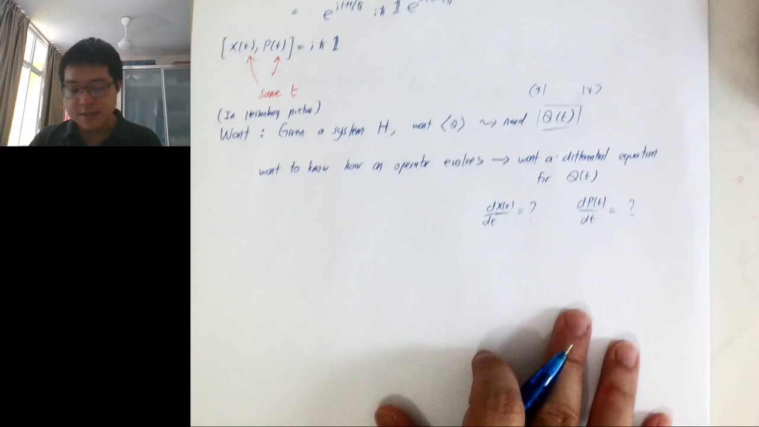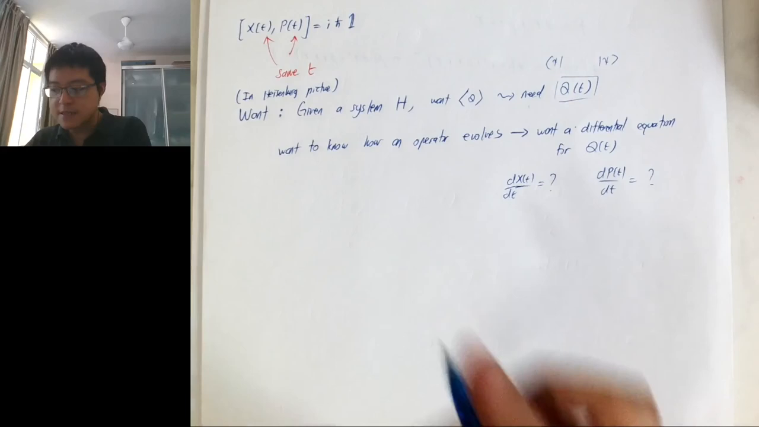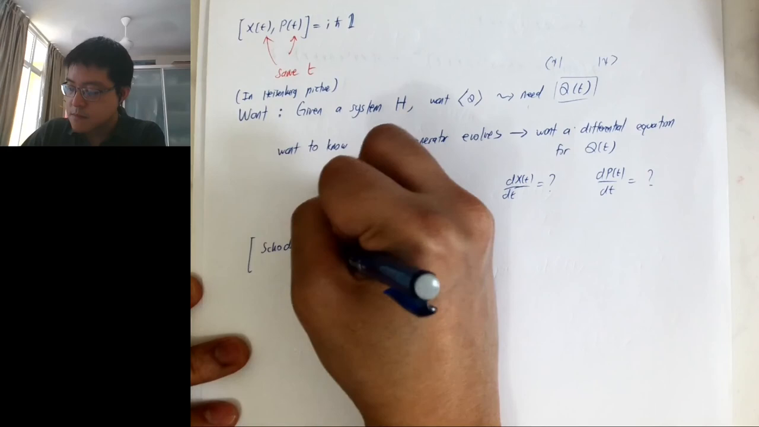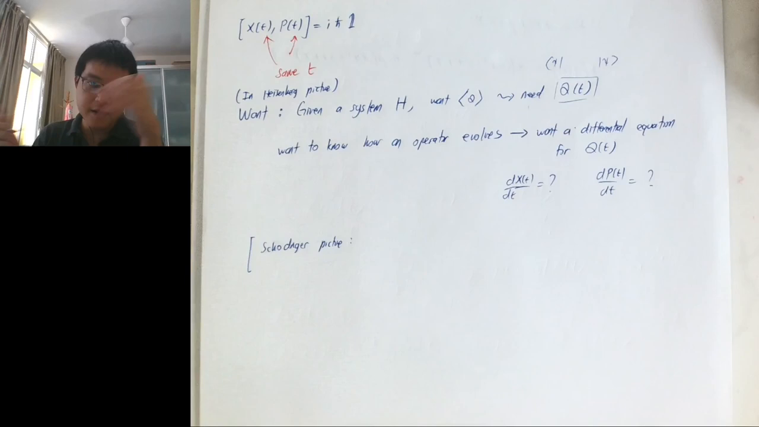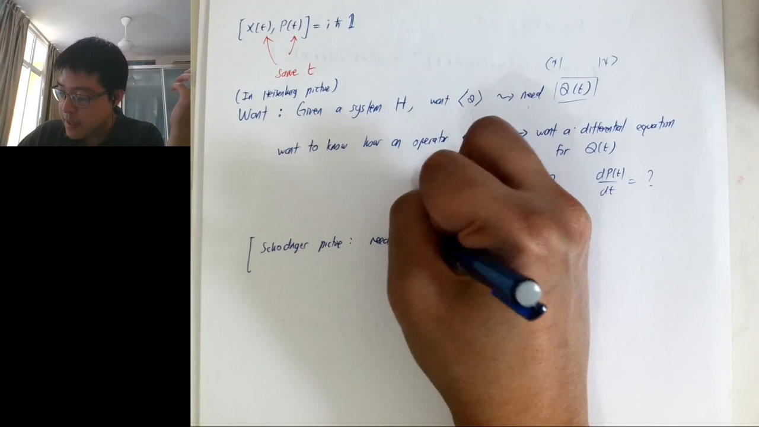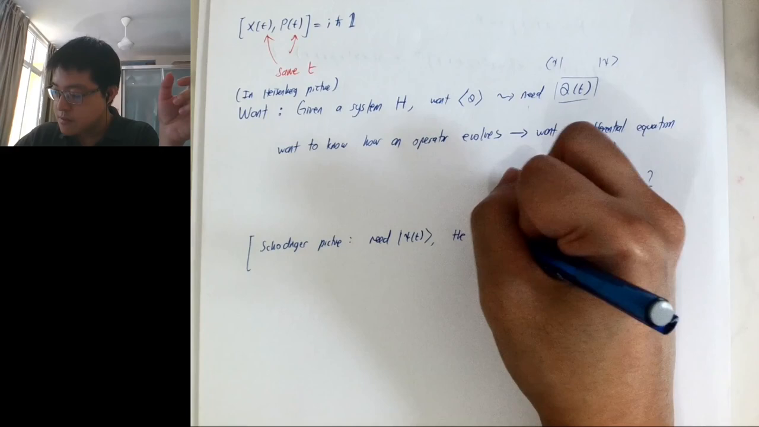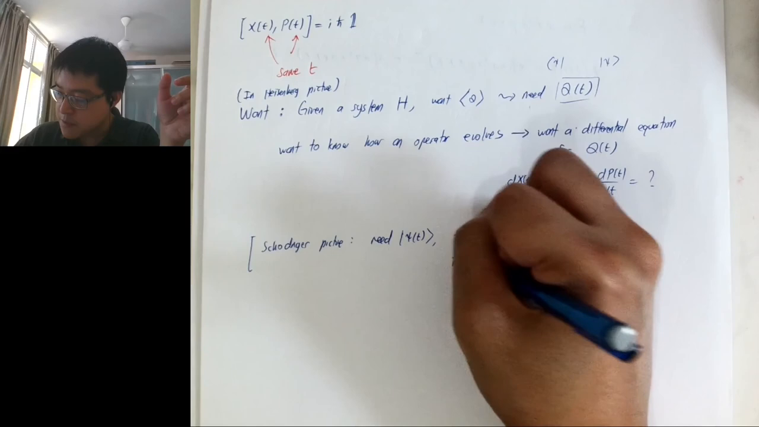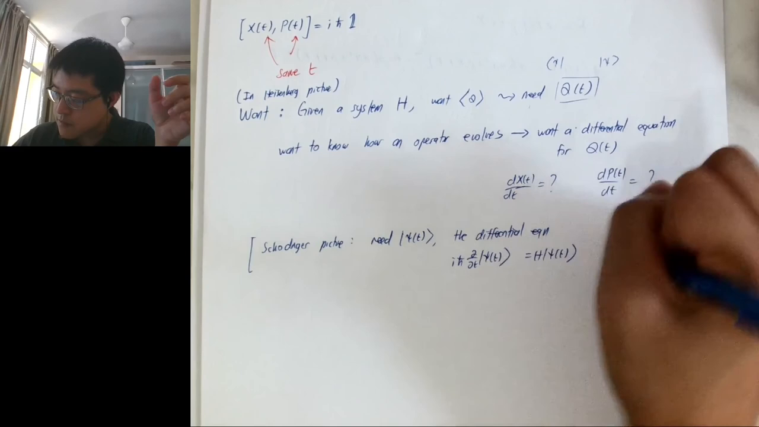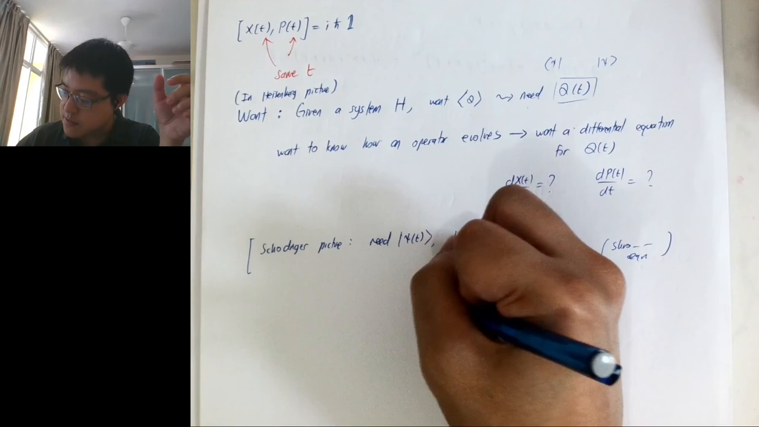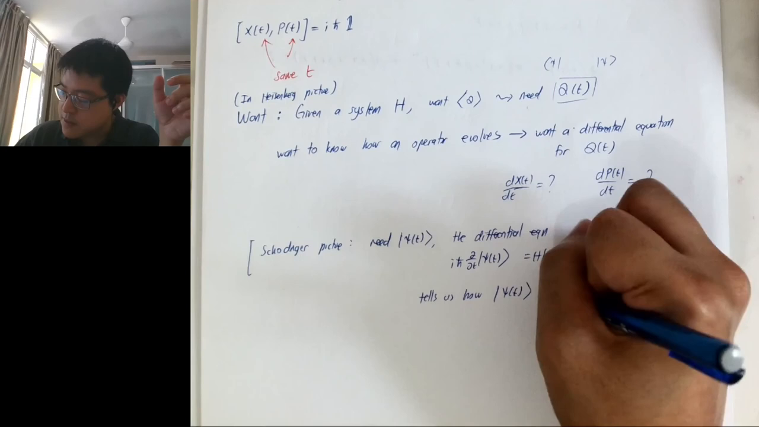Okay, so this is the Heisenberg picture. We already know this in the Schrödinger picture. Right, so in the Schrödinger picture, if I want to find a property, I need to know the state that evolves with time. Therefore, the differential equation is the Schrödinger equation, which is i h-bar partial t. Right, this is the Schrödinger equation. It tells us how psi evolves over time.